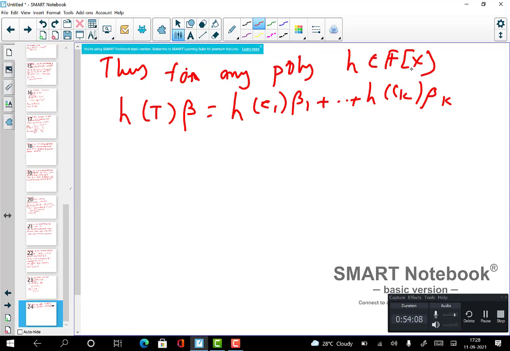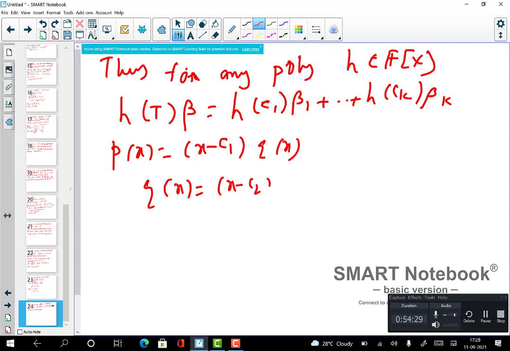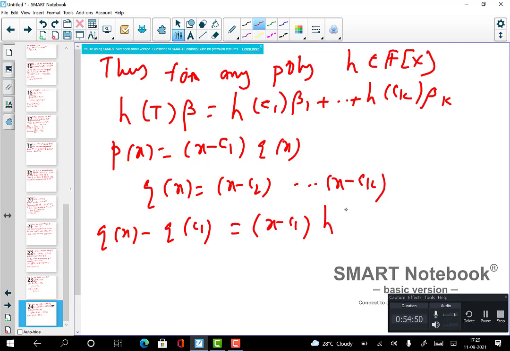Now note that you can write my polynomial p(x) equal to (x minus c1) into another polynomial q(x), right? Why am I choosing c1? There is no speciality; this can be any cj. I choose it because of simplicity, and my q(x) will be (x minus c2) up to (x minus ck). Now note that when you take q(x) minus q(c1), the constant terms will get cancelled, and it will be nothing but (x minus c1) times some polynomial.